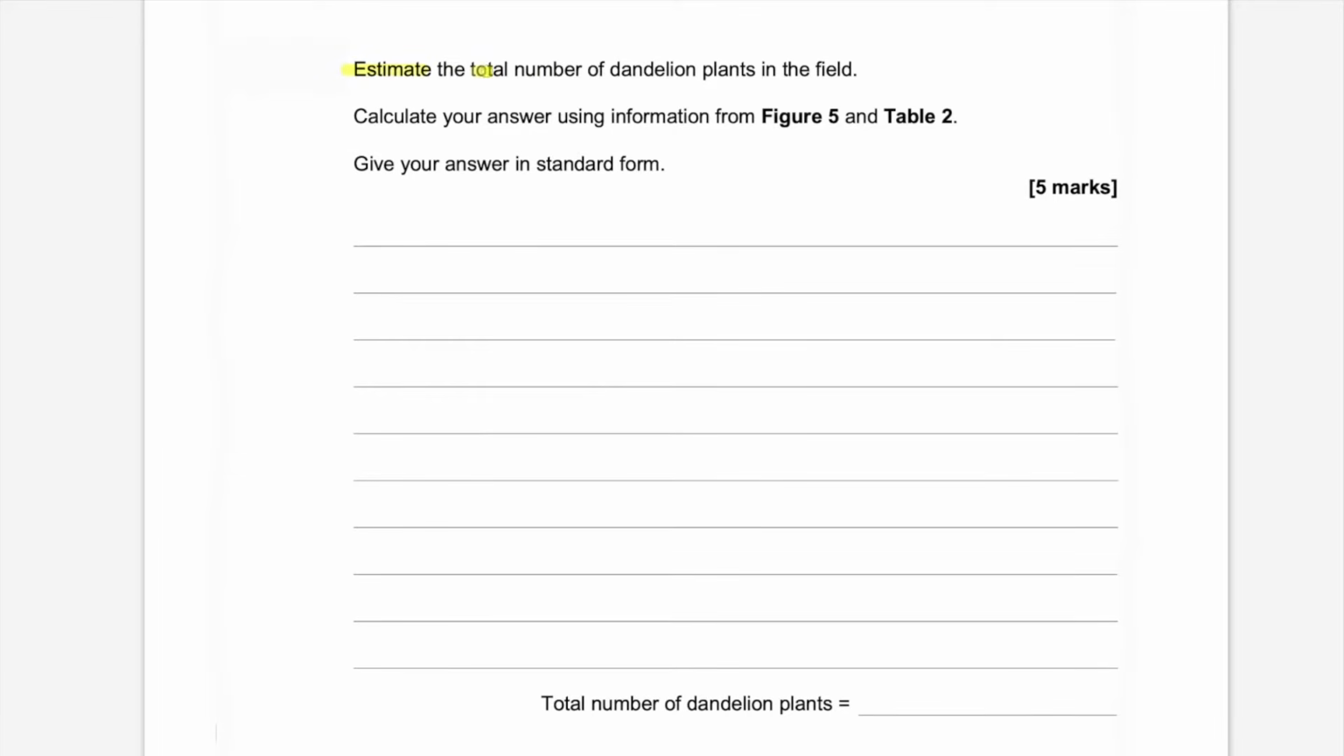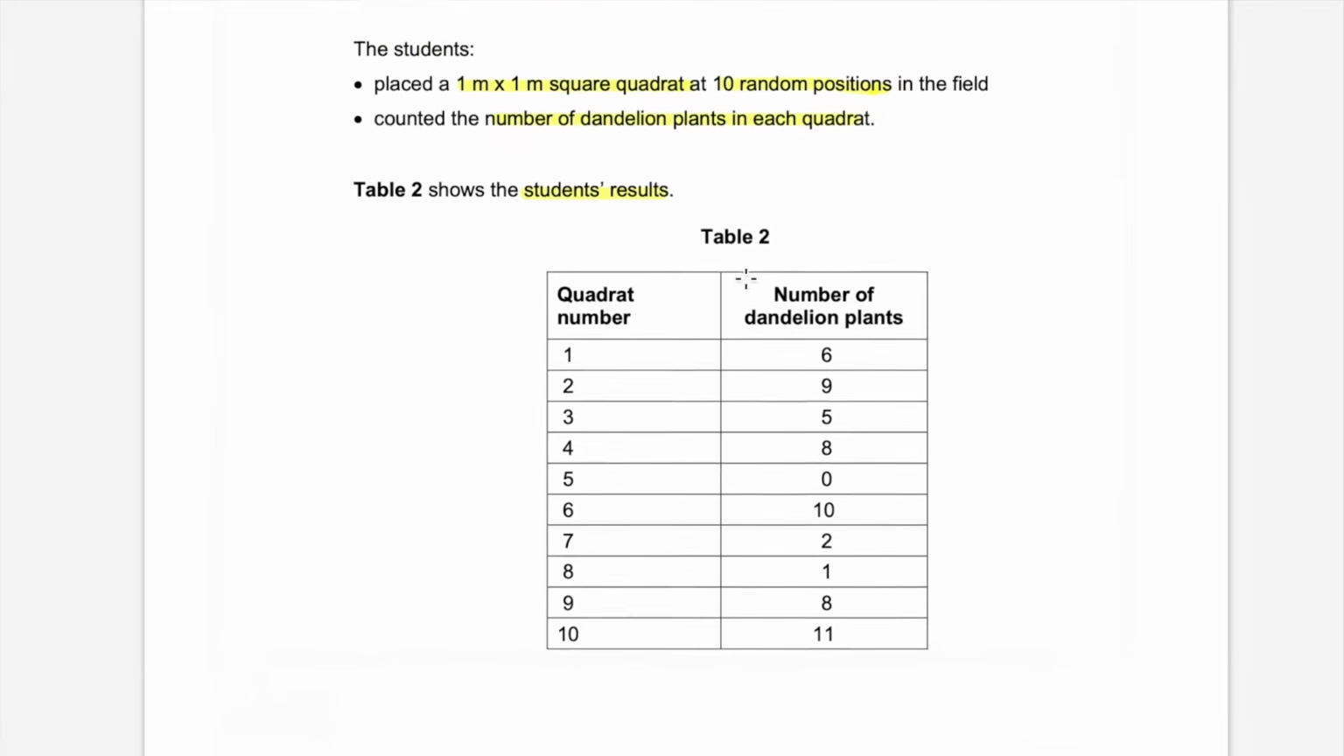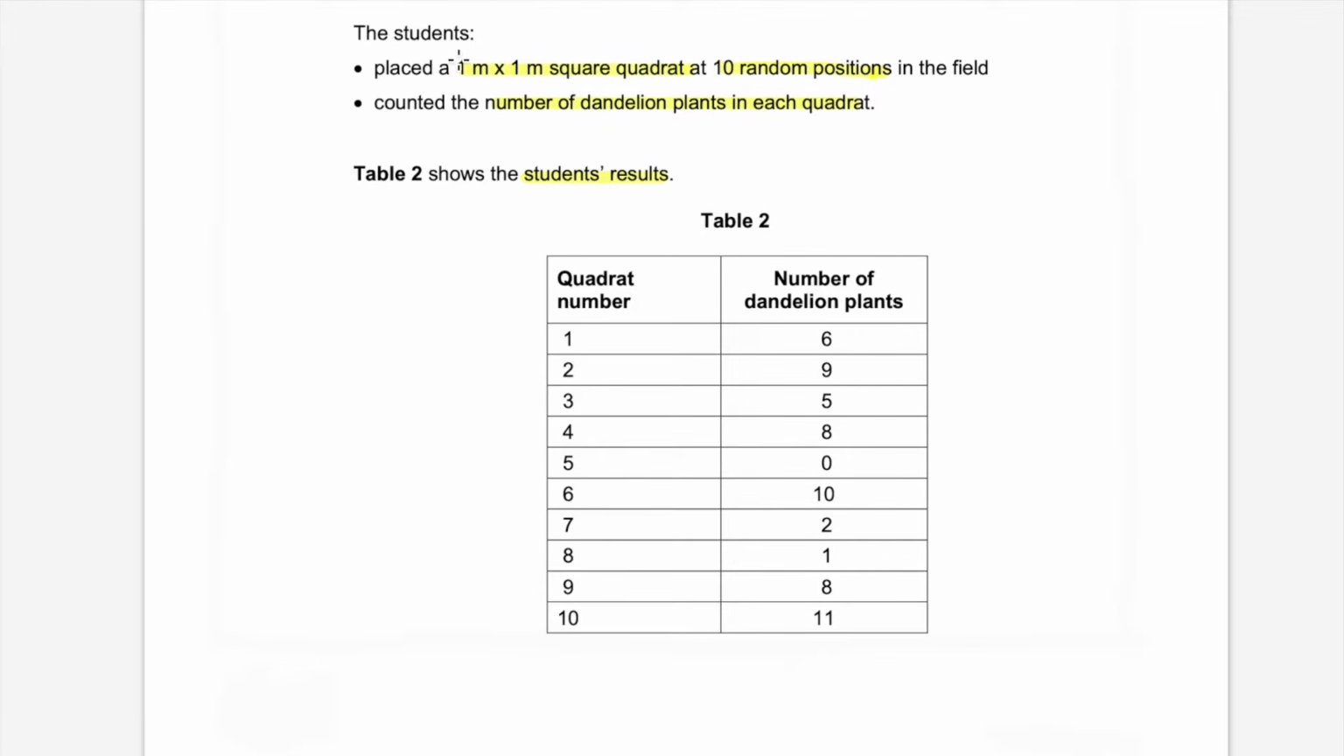Estimate the total number of dandelion plants in the field. Calculate your answer using information from Figure 5 and Table 2. Give your answer in standard form. There's a 5-mark question, so we must include our workings to get the full marks. Let's have a look at Figure 5 and Table 2.